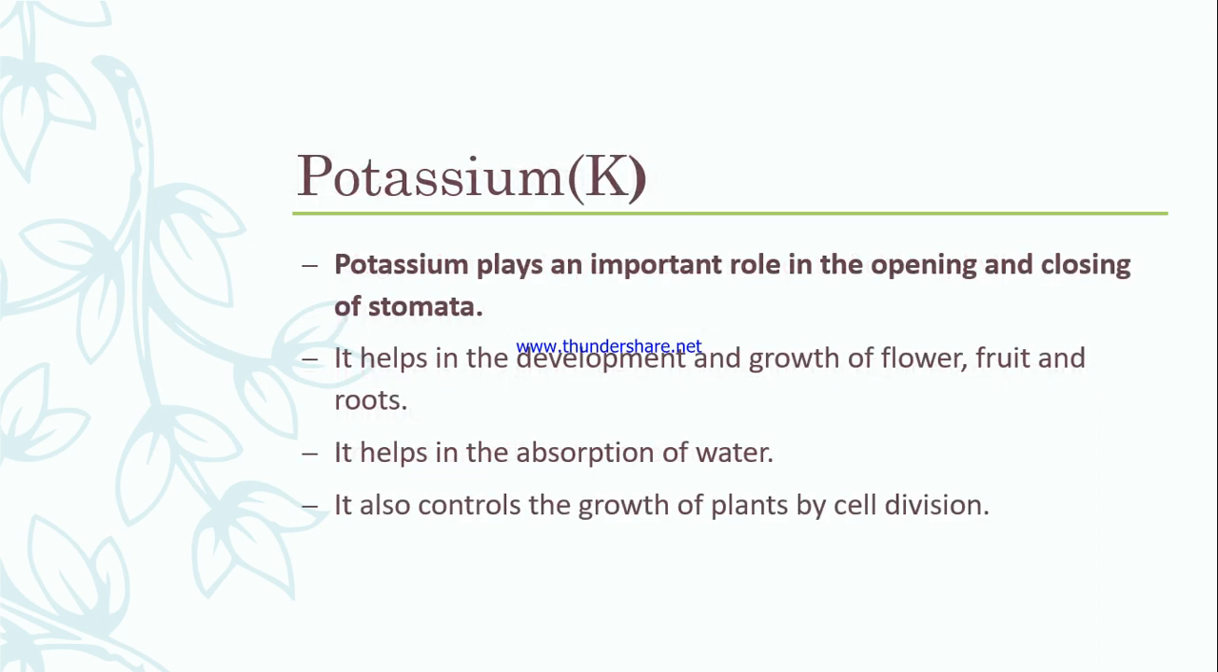Now potassium. Potassium plays an important role in the opening and closing of stomata. So what is stomata? We know stomata is a part of the leaf by which the plant can absorb different types of atmospheric gases. So potassium plays an important role in the opening and closing of stomata. It also helps in the development and growth of flower, fruit, and root. And potassium also helps in the absorption of water. And potassium also controls the growth of plants by the process of cell division.